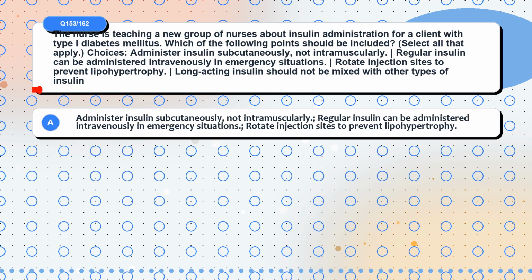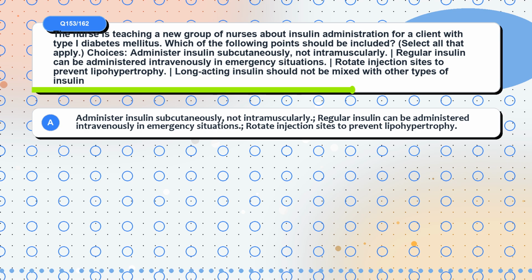Question 153. The nurse is teaching a new group of nurses about insulin administration for a client with type 1 diabetes mellitus. Which of the following points should be included? Select all that apply. Choices: administer insulin subcutaneously, not intramuscularly. Regular insulin can be administered intravenously in emergency situations. Rotate injection sites to prevent lipohypertrophy. Long-acting insulin should not be mixed with other types of insulin.